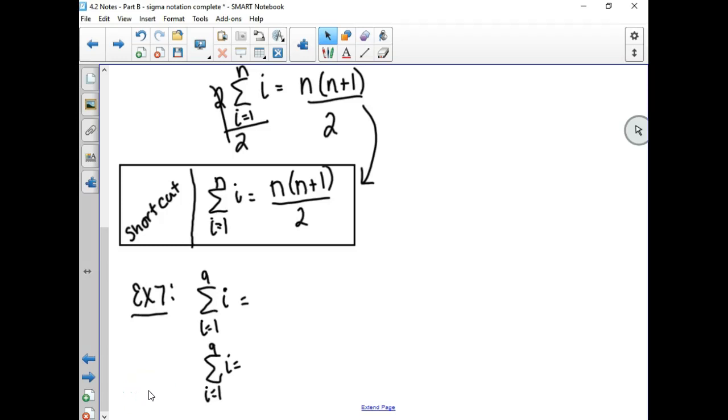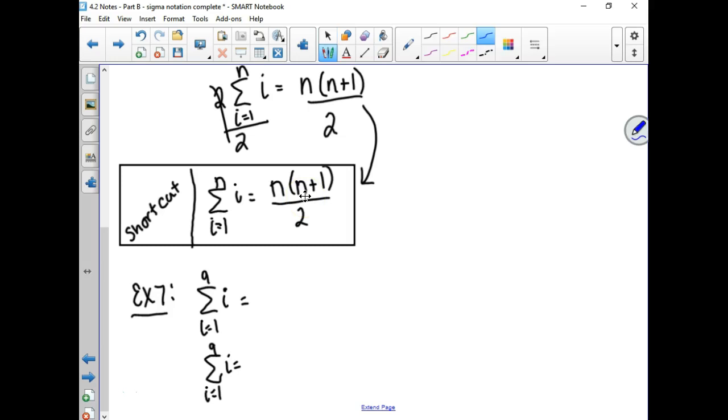Right. Everything you just did the long way, you just plugged in the numbers. So I'm going to give you an example here. This one's actually with that shortcut rule. The sum of i equals n times n plus 1 over 2.